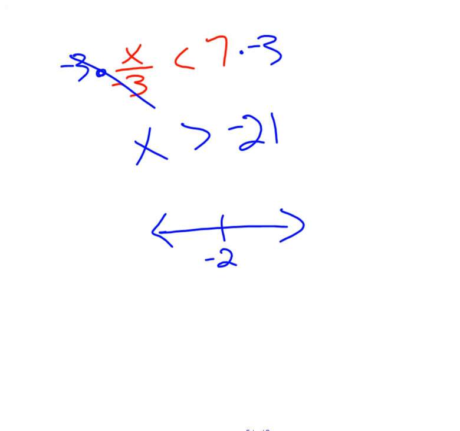Here's negative 21, closed circle or open circle? Open, pointing which direction? If it's greater than, so if you pick any number greater than negative 21 and put it in right here, you should get an answer that makes this original statement true. That's how you check it. Okay?